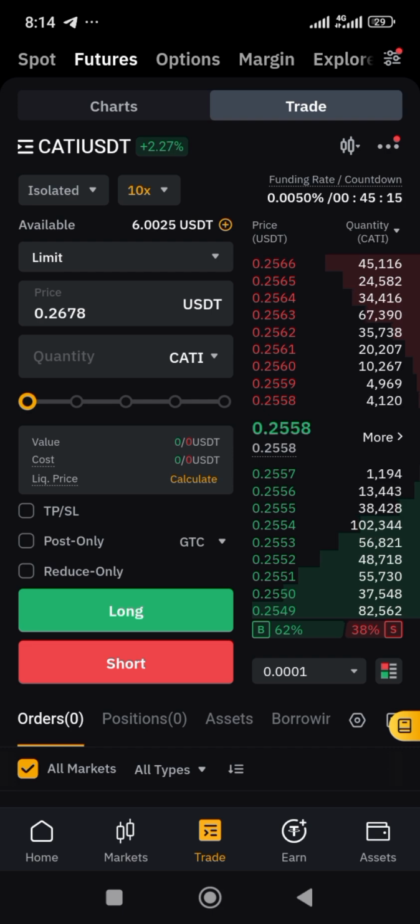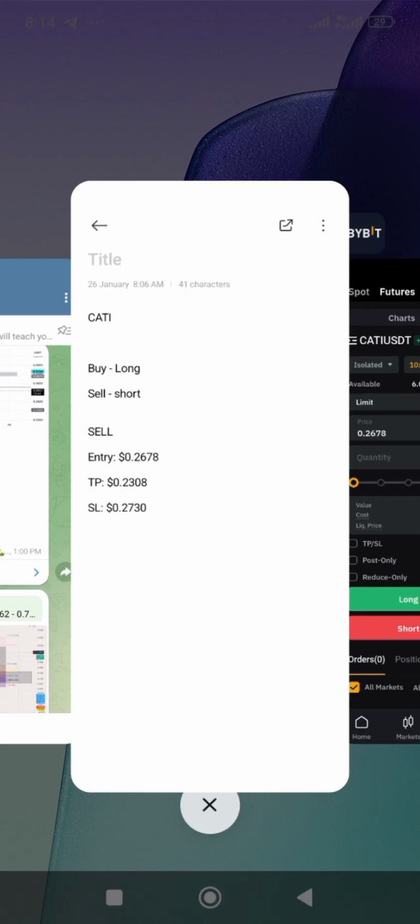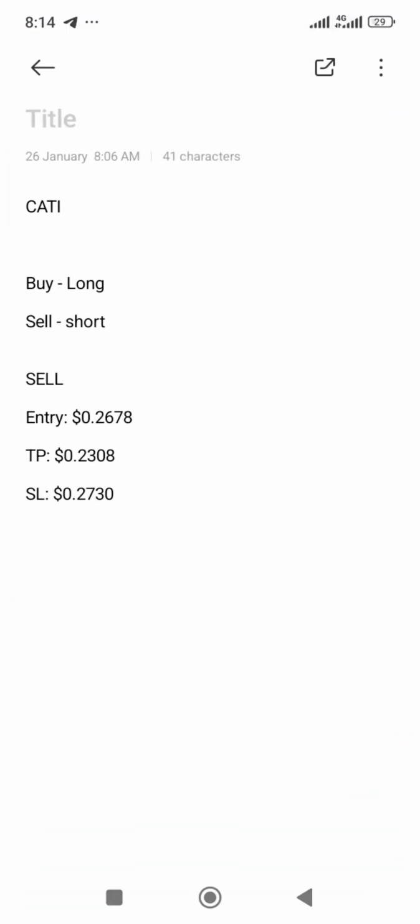All right, so I have returned this one to limit. And we already have our signal here, and it says entry 0.2678. Remember, let me take you back again. If you hear buy in your signal, it means long. If you hear sell, it means short. But this one now is sell. We are going to sell. Now, let's move to the next item.